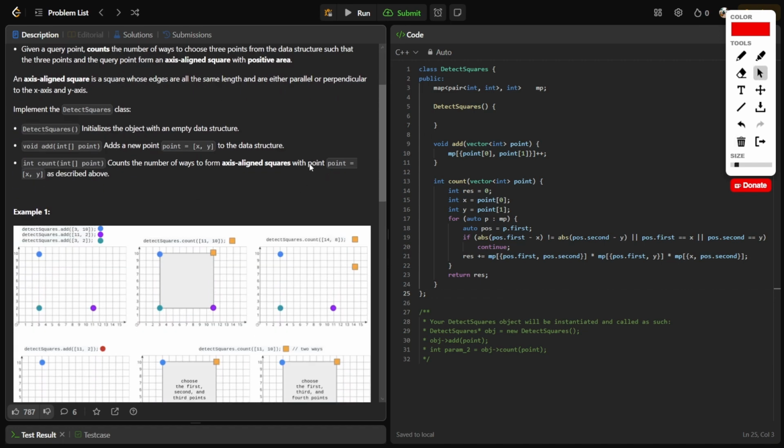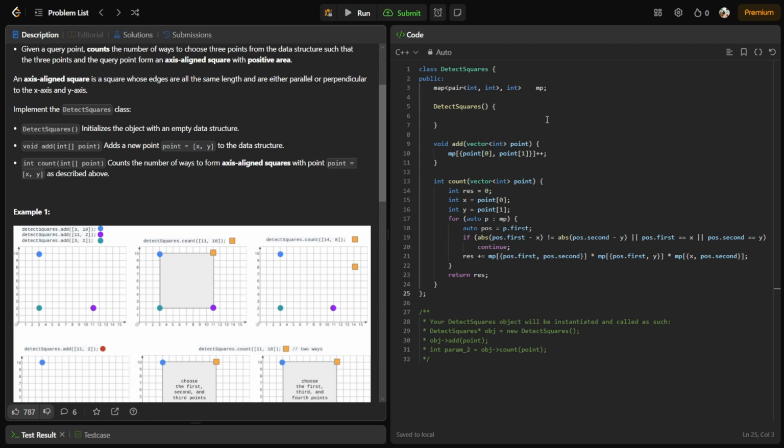And that's about it. Let's take a look at the code. First of all, I initialize a map here. It's just a standard map with the key being the point and the value being the frequency of such points. To add a point is as simple as adding the point and incrementing it by 1. That's it.